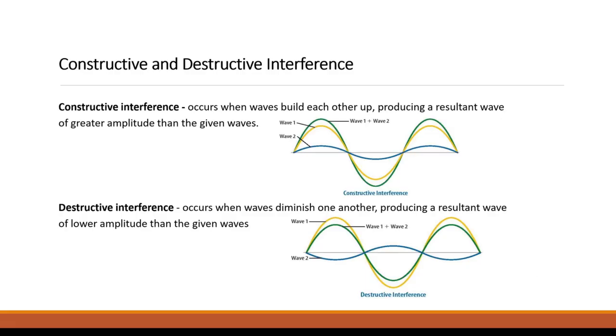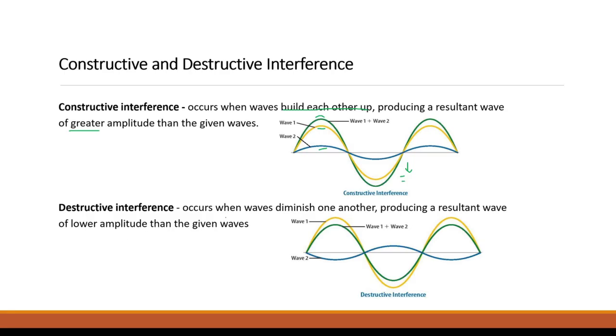So there's 2 types of interference. The first one, constructive interference. It occurs when waves build each other up, producing a resultant wave of greater amplitude than the given waves. And so as you'll notice, we have a positive crest here, positive crest for the wave 2, and when you add them together they build each other up, as well as same in the negative part here. They're making a greater trough.